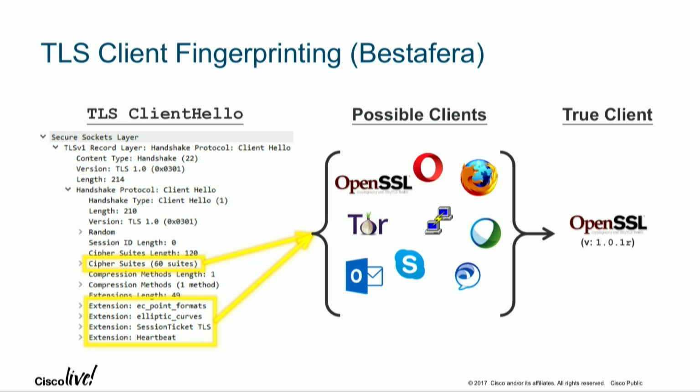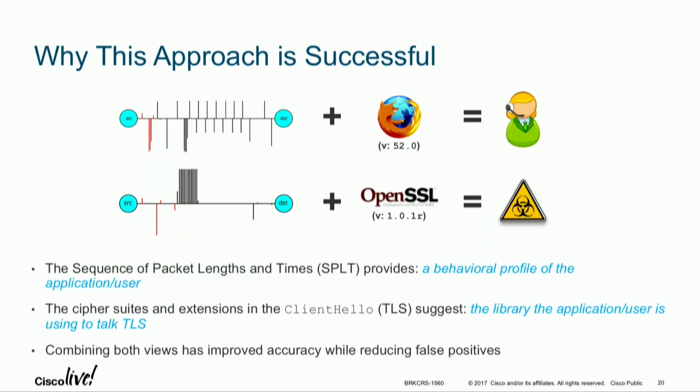So when we combine the SPLT, the sequence of packet lengths and times, with this information, that's basically what gives us a very high degree of confidence in being able to say that this is indeed a malware and this is indeed Bestafera, right? Because the combination of these two is what we use to uniquely fingerprint that specific malware.